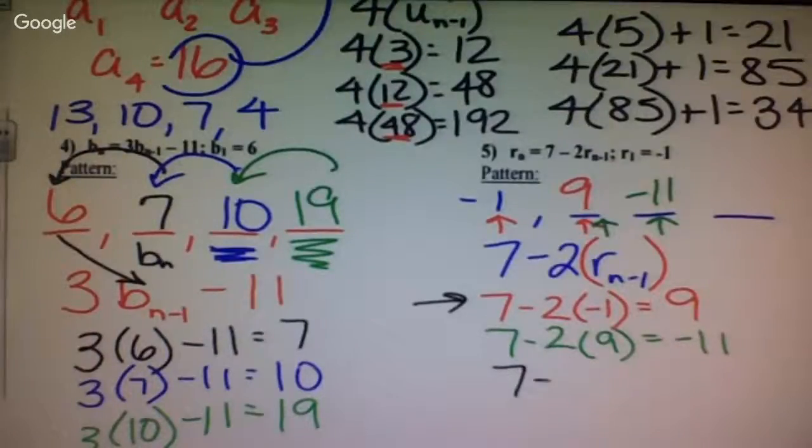So now 7 minus 2 times -11. -11 times -2 is positive 22. And then put the 7 in, we're at 29.